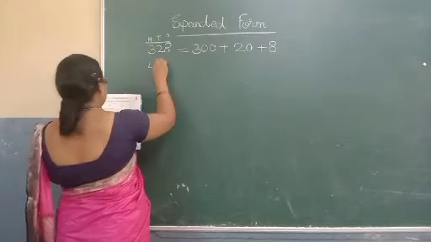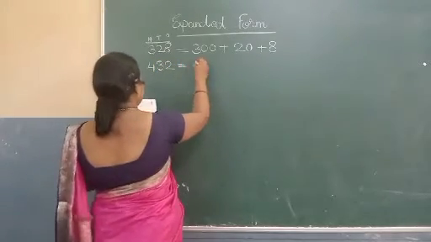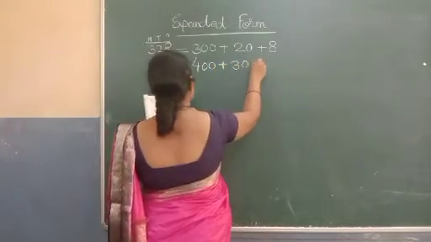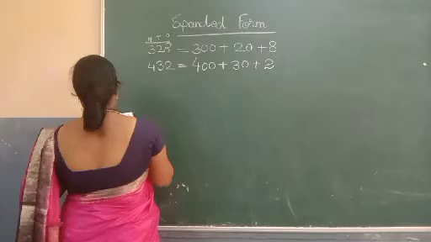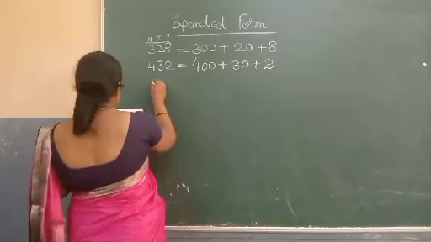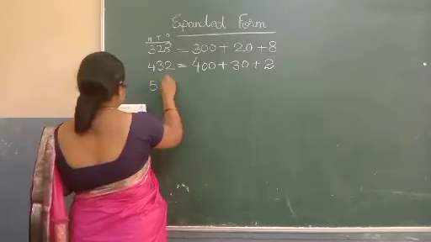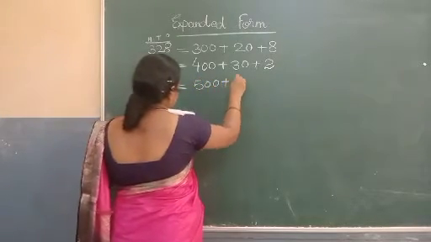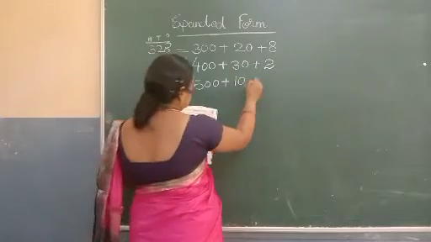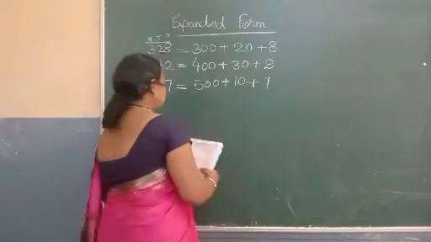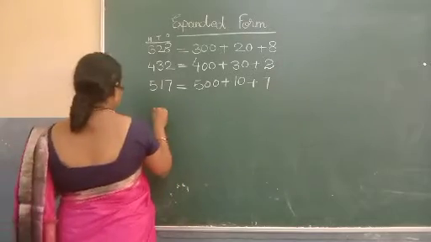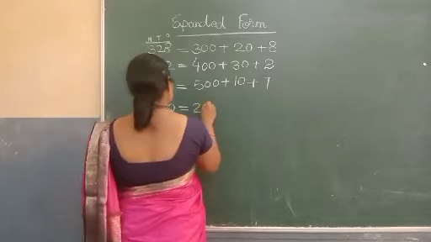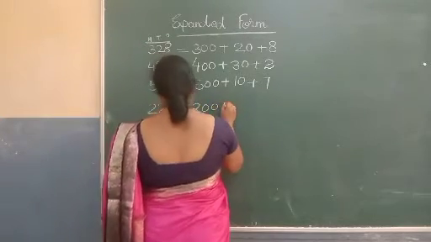Now next, 413 is 400 plus 30 plus 2. The placeholder like this. Okay. Now next one is 517, 500 plus 10 plus 7. Okay. Next, 220 is equal to 200 plus 20.